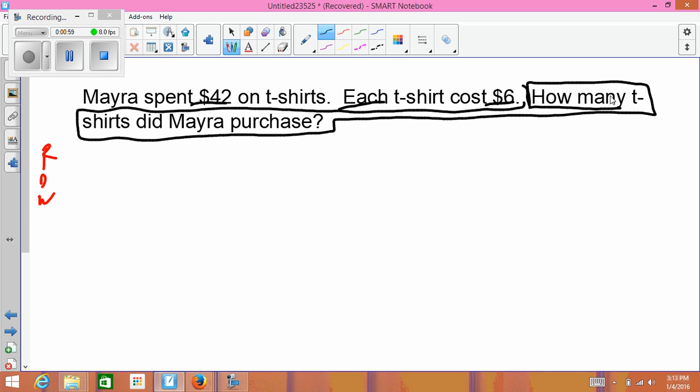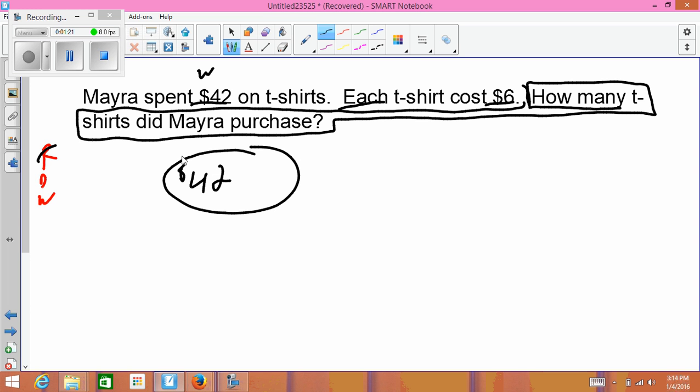Okay, so when you do a division model, you want to make sure that the model matches the problem itself. So in this example problem, we have our whole right here. We have $42 that Myra was able to spend. So our whole is $42.